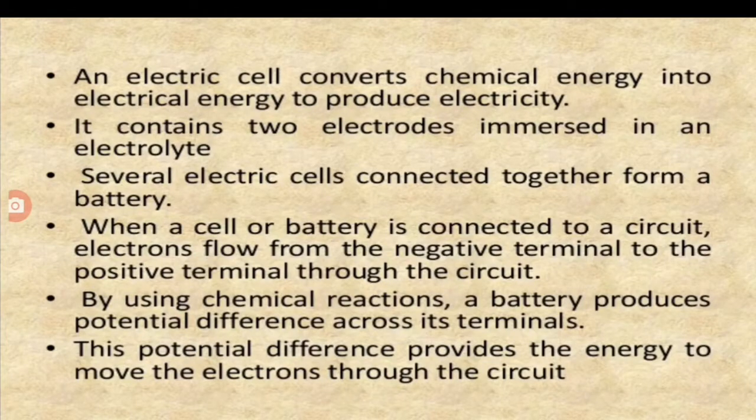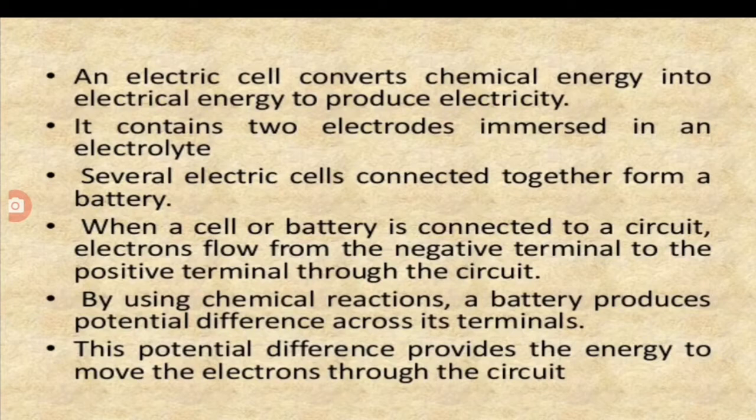So actually, what is an electric cell? An electric cell converts chemical energy to electrical energy. It consists of two electrodes, one called the cathode and the other called the anode, and these two electrodes are immersed in a solution called electrolyte. If many cells are connected together, they constitute a battery. So cell means single, battery means more than one.